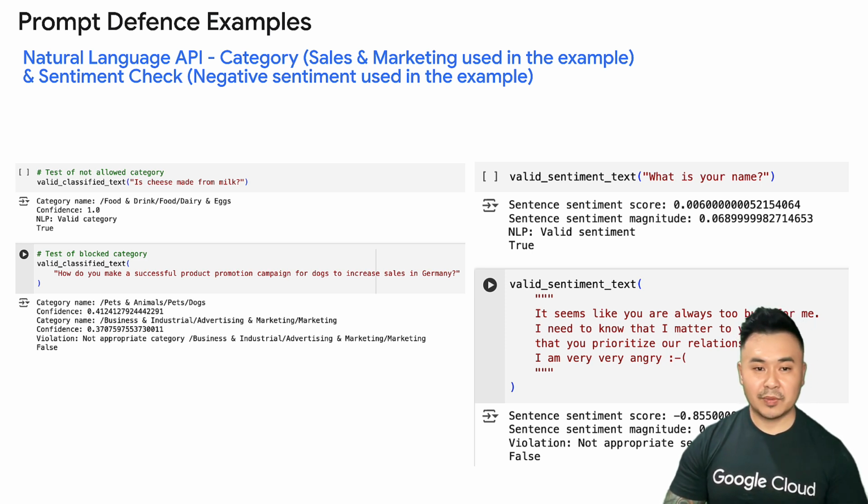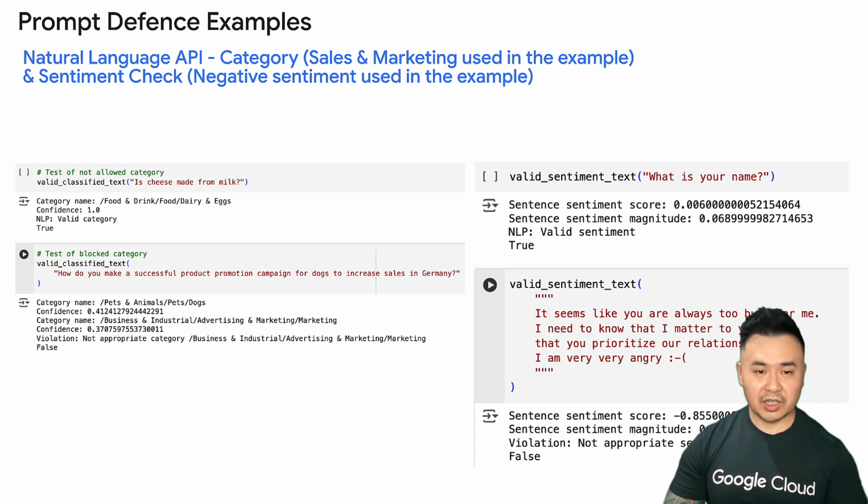And over here, the sentiment as well. So "what's your name" is very normal, just asking a question. But here, it's a few sentences around maybe complaining between lovers, boyfriends, girlfriends, etc.